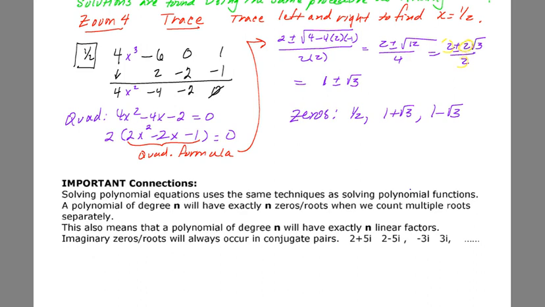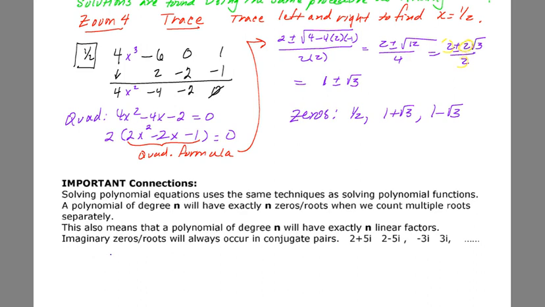When we have a degree of n, that'll have n zeros. It means we'll have exactly n linear factors. Each zero gives us a factor. Finally, when we saw those imaginary zeros, we saw that they will always occur as a conjugate pair. 2 plus 5i has to have a pair, 2 minus 5i.